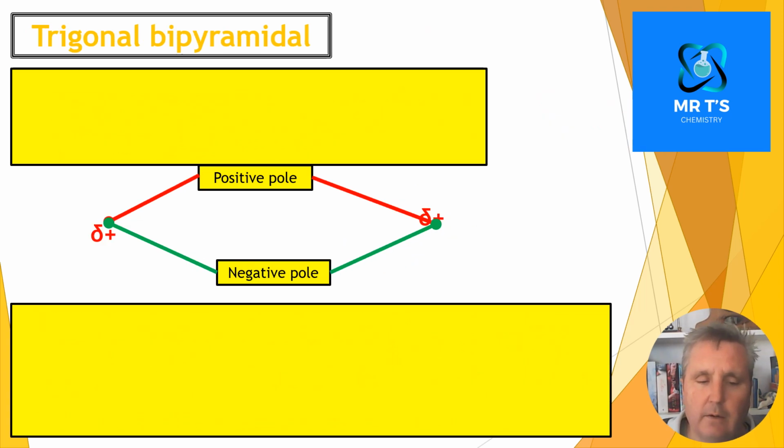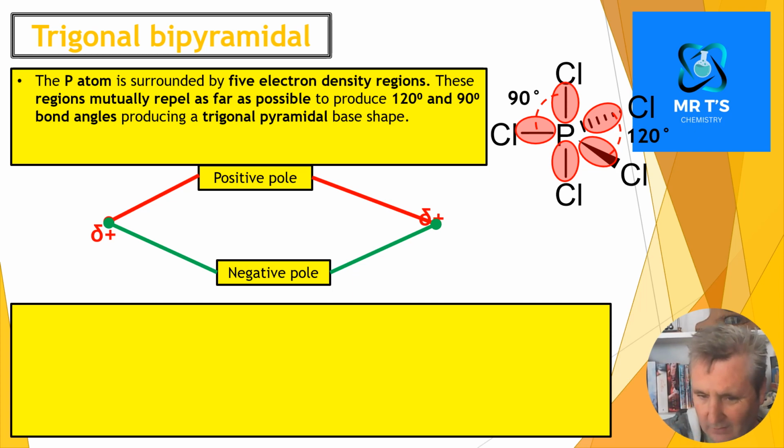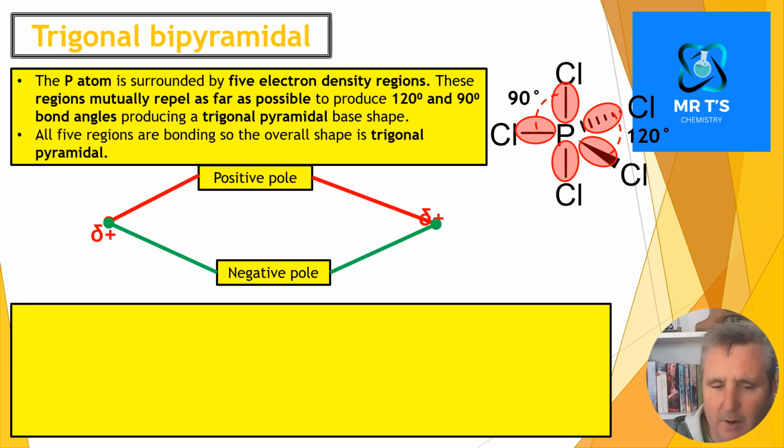So let's have a look at this one here. Oops, so it looks like I've put the poles in at the start. Here is again a trigonal bipyramid base shape, and every single one of the regions is a bond, so it is going to have the same overall shape as its base shape. Now remember, there are 5 electron density regions. They mutually repel as much as possible to produce angles of 120 and 90 degrees. We've got this base shape of trigonal bipyramid, and we have the overall shape of trigonal bipyramid.